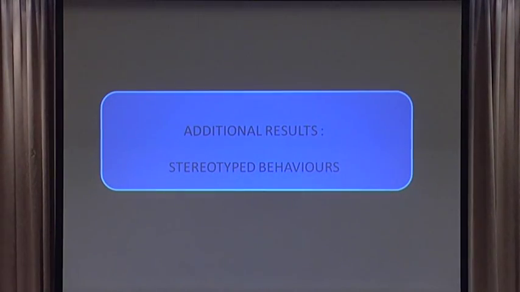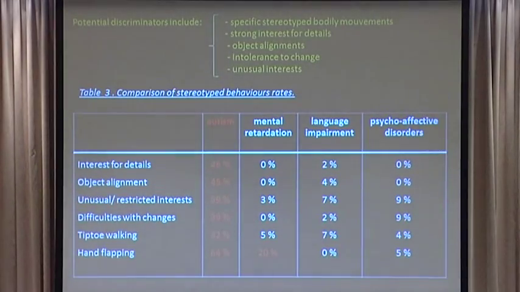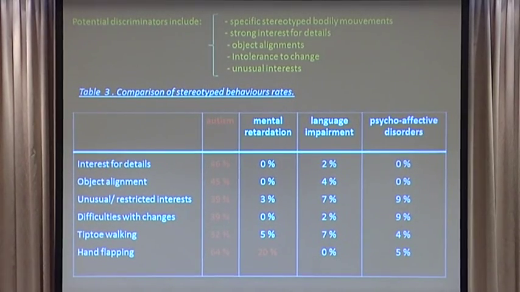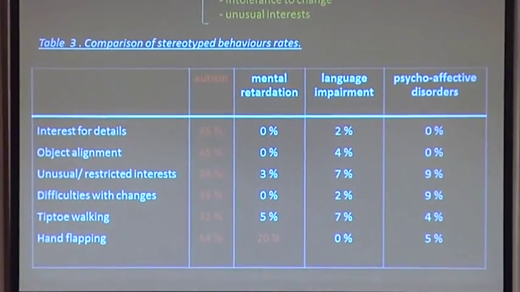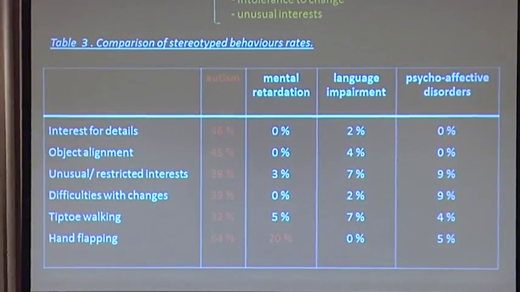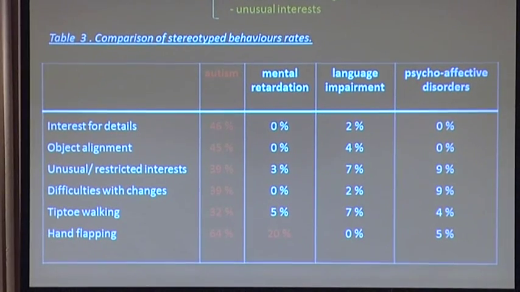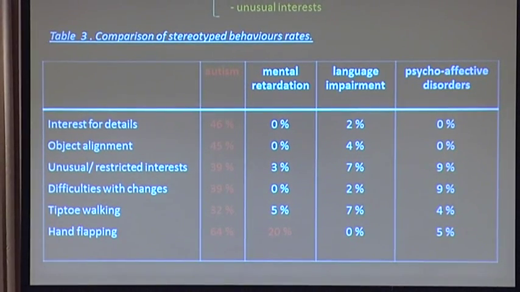Okay, 2 more slides, because that is very interesting. The items that differentiate children are stereotyped behaviors, so you would see the comparison here. Children with autism have a lot of stereotyped behavior. You don't see them in the other groups, except for flapping, which is quite common in children with mental retardation. So if a child flaps, he either has autism or mental retardation, but nothing else.